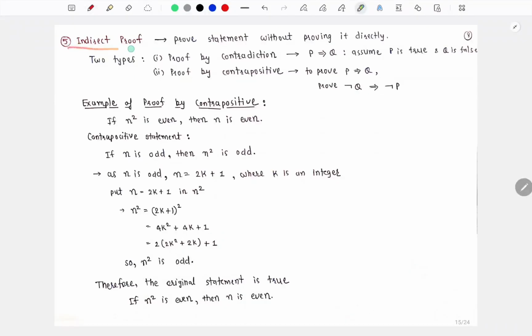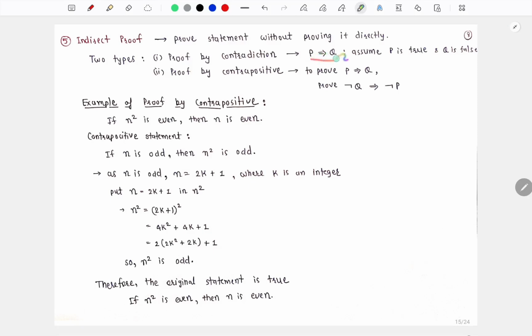Now we will see indirect proof. In indirect proof, we have to prove the statement without proving it directly. There are two types. First is proof by contradiction and second is proof by contrapositive. We had previously seen proof by contradiction. That is, if P then Q.